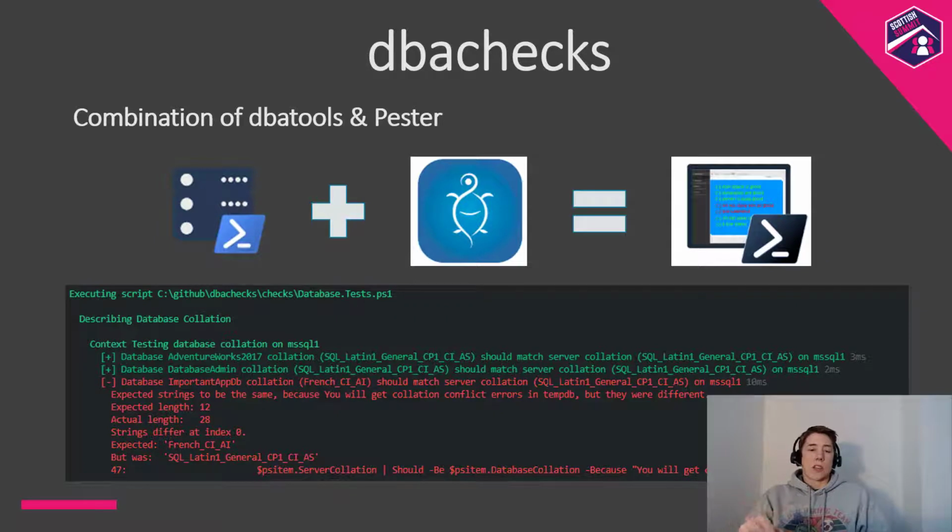So DBHX does just that. It takes the powerful commands from DBA Tools to check different things in your environment, and then it pushes it through Pester and gives you the output that you can see in the bottom half of the screen. Green means good, or the little plus sign means good. Red text or the minus sign means not so good. And you can see here it's describing database collation. It's going to go through and make sure that the database collation matches that of my server collation. We don't have any mismatches. And you can see my important AppDB does have a mismatch in collation that we'll want to take a look at.